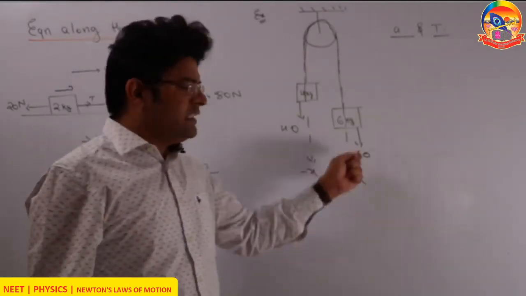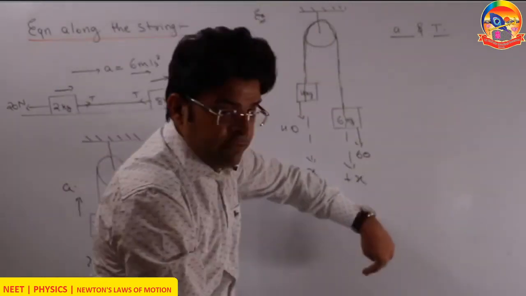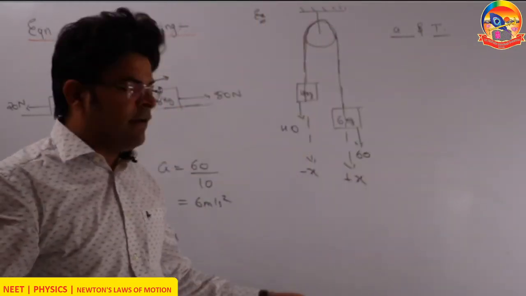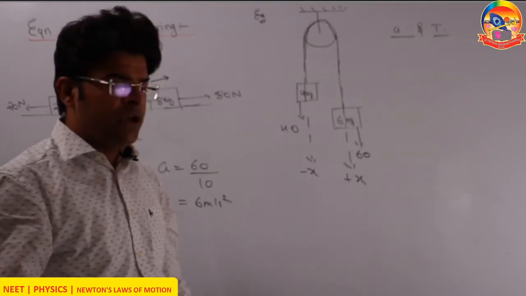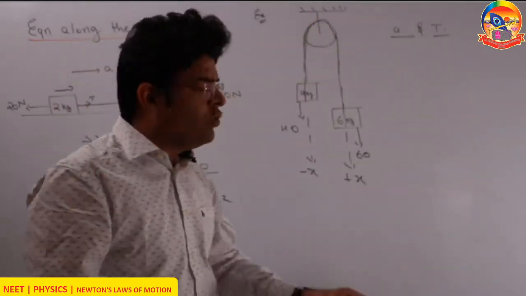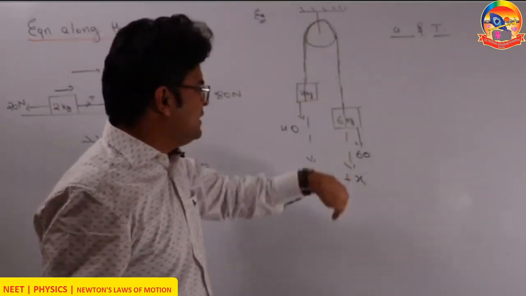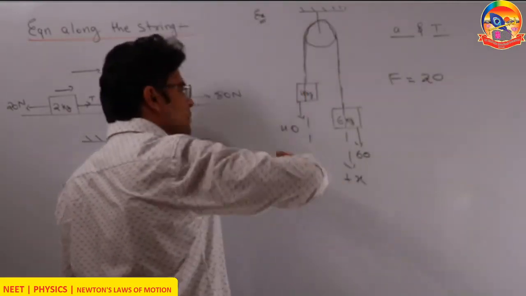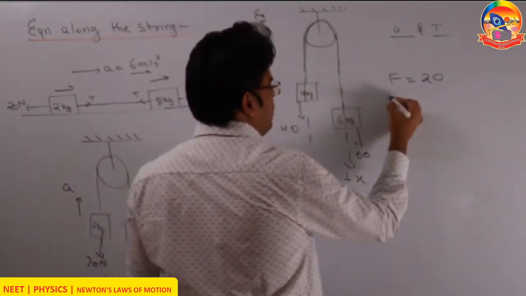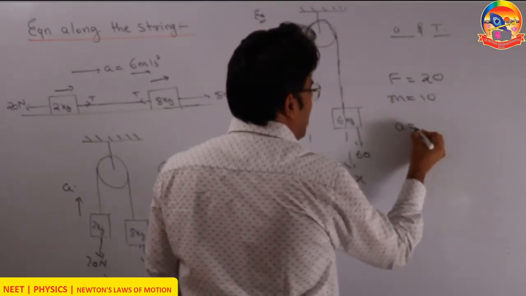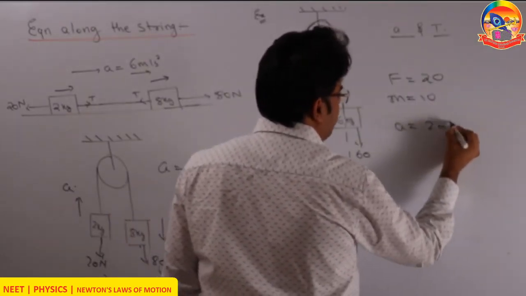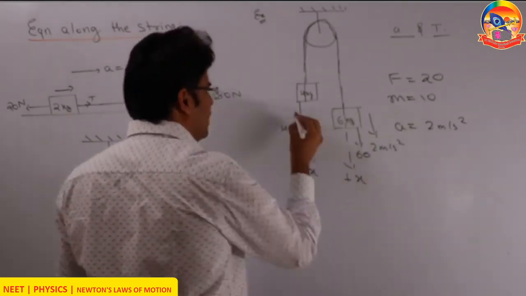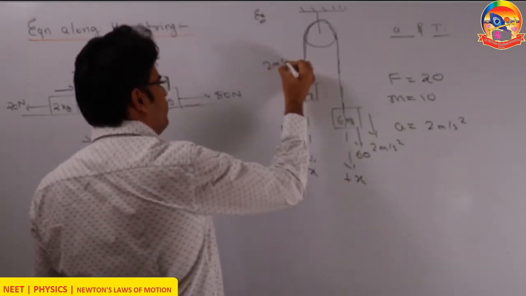This force of 60 tries to move the system towards positive x. This force of 40 tries to move the system towards negative x. Who will win? Definitely the stronger force will win. So what is the net force which tries to move the whole system towards positive x? 60 minus 40, so take the force as 20. And the mass of the whole system is 4 plus 6, the mass of the system is 10. This means that the acceleration has to be 20 by 10, 2 meters per second square. So this 6 kg will have a downward acceleration of 2 meters per second square and this 4 kg will have an upward acceleration of 2 meters per second square.